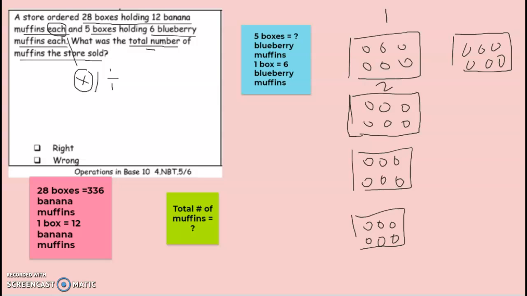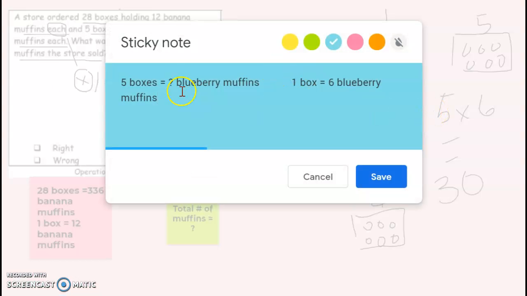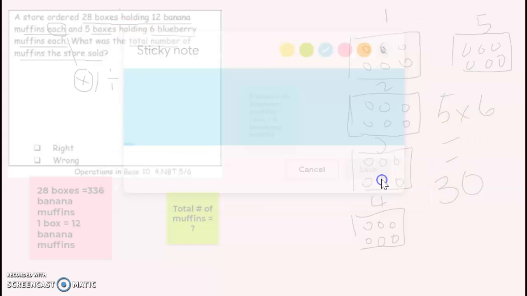So in other words, we are multiplying 5 boxes, 5 times 6 muffins. So 5 times 6 gives us 30 blueberry muffins. So in total, there are 30 blueberry muffins.